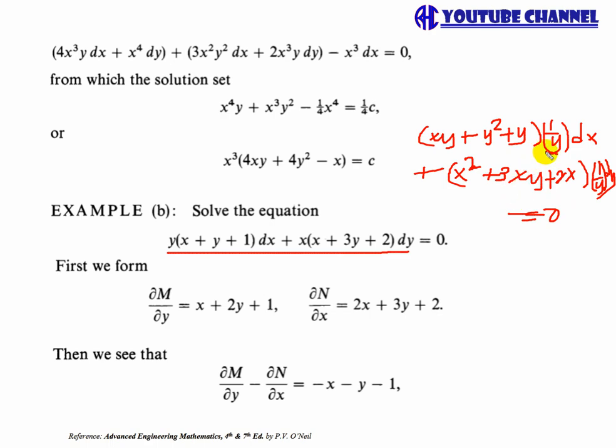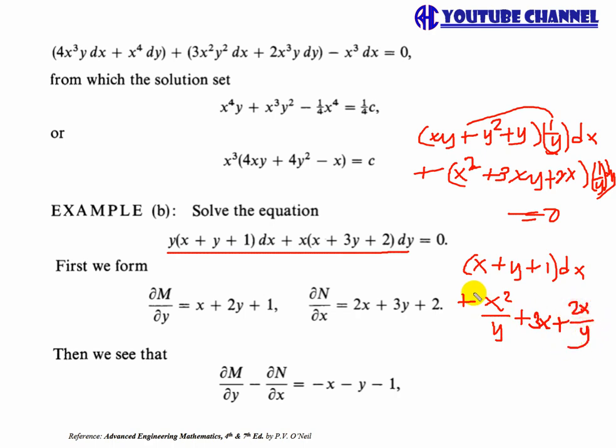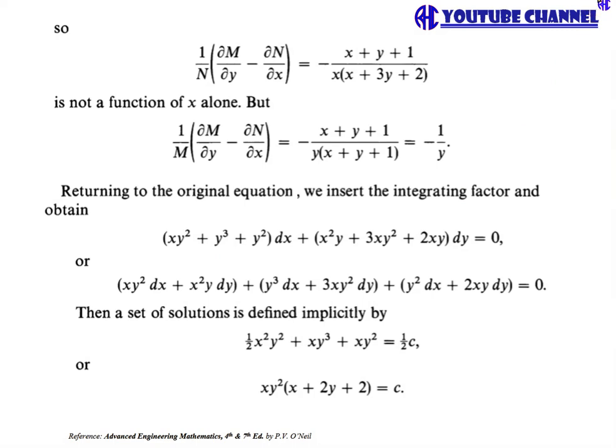Okay? So, pag multiply natin doon, magiging x na lang plus, multiply natin sa y na lang, then plus 1. Ito na. Times dx. Okay, plus, pag multiply natin sa x squared, magiging x squared over y plus, magiging 3x na lang, plus 2x over y times dy. Then kapag simplify natin yan, ito yung magiging result.